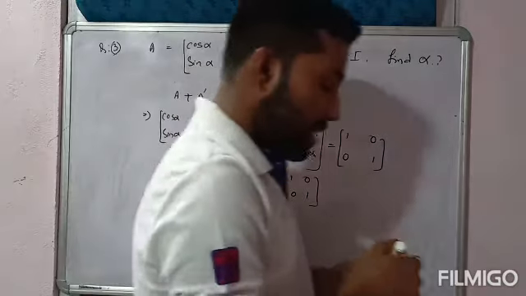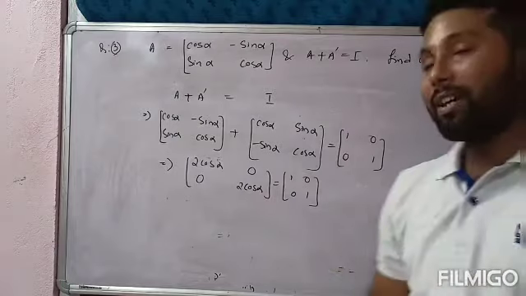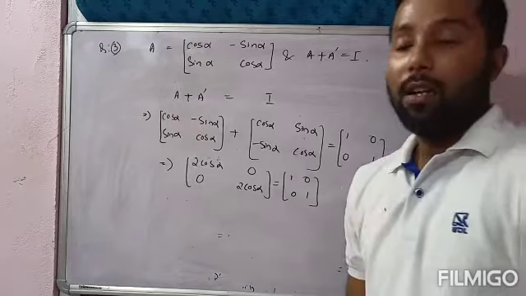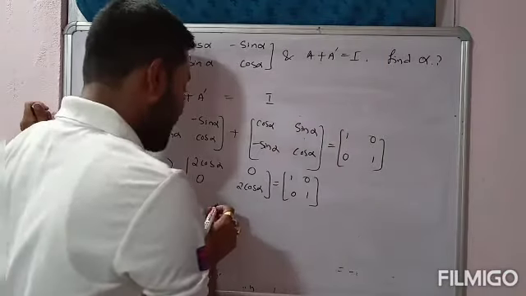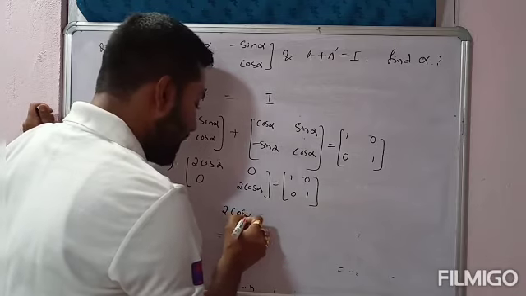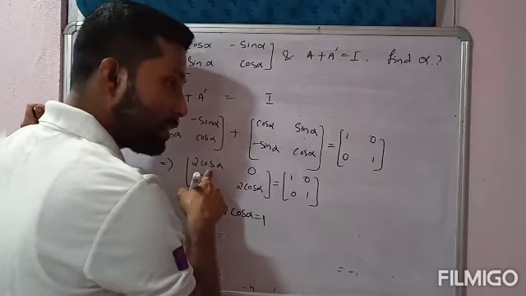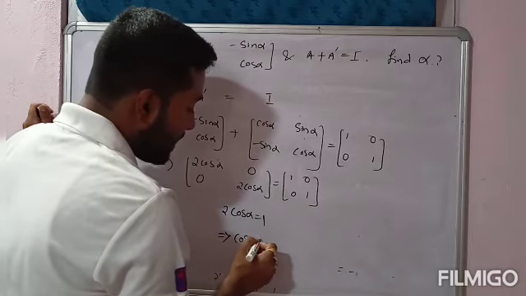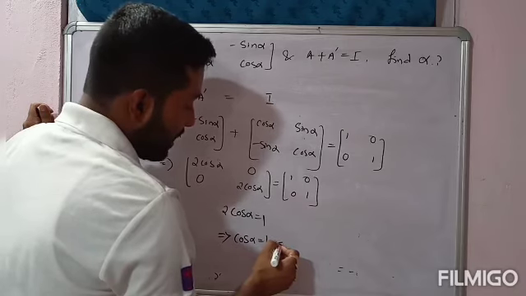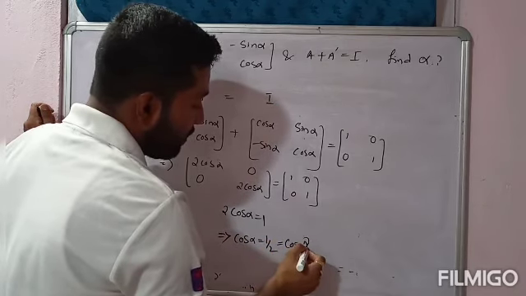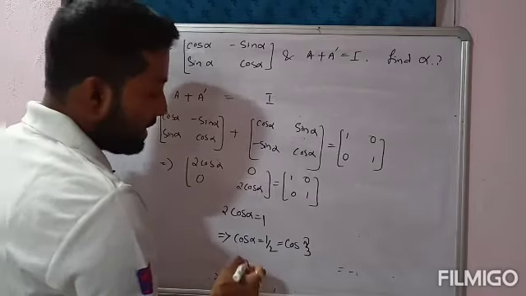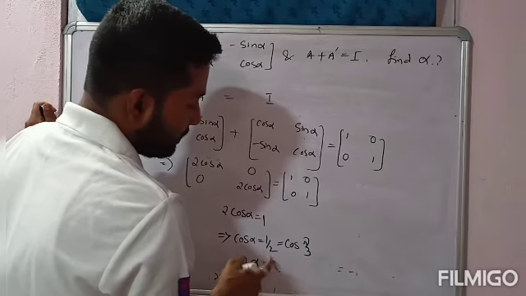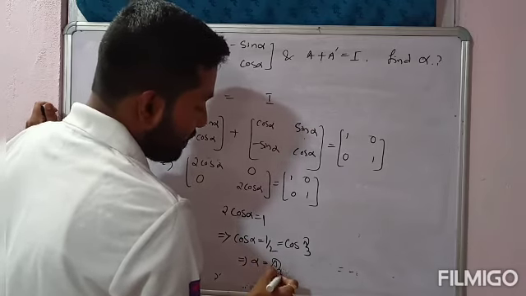Now what can you say from this step? These two matrices are equal matrices because their corresponding elements are equal, yes or not? So since these two matrices are equal, we can write 2 cos alpha is equal to 1, because the corresponding element of 2 cos alpha is 1. So if 2 cos alpha is equal to 1, then cos alpha is equal to half. We all know that the value of cos 60 degree is half. So therefore the value of alpha is equal to pi by 3. The value of alpha is pi by 3.